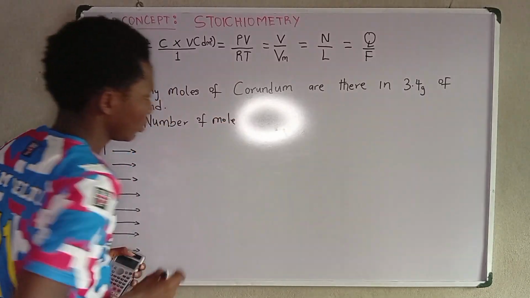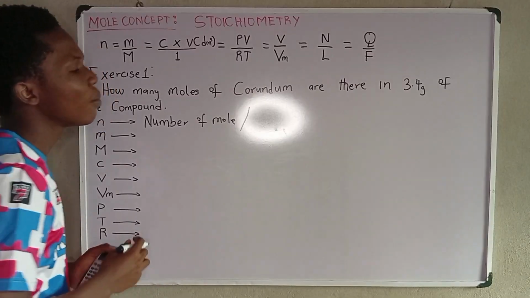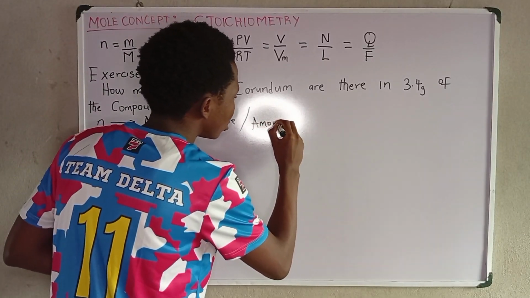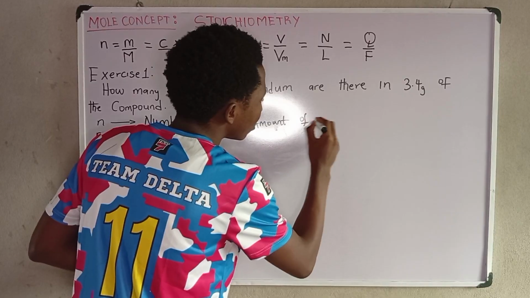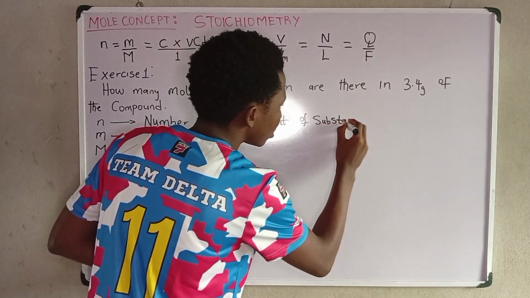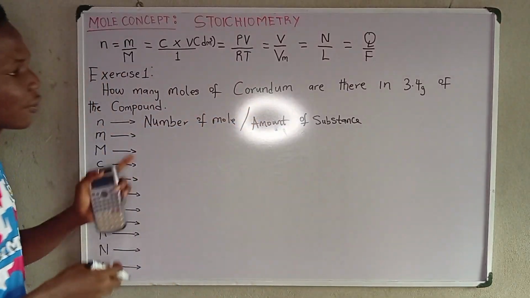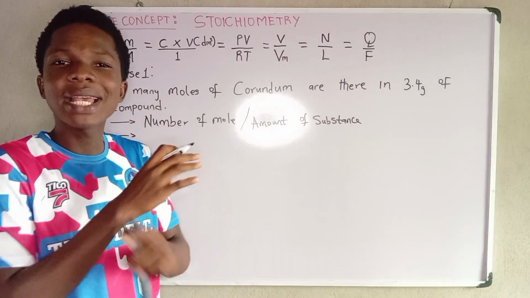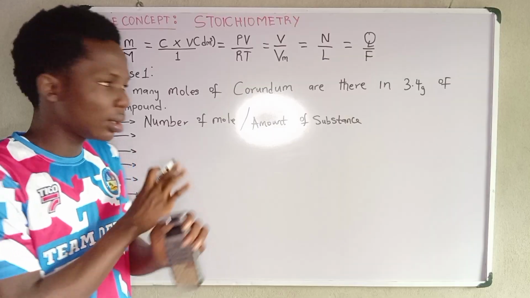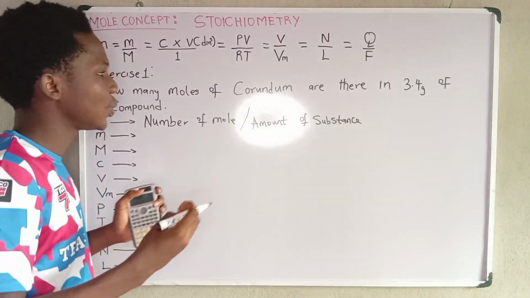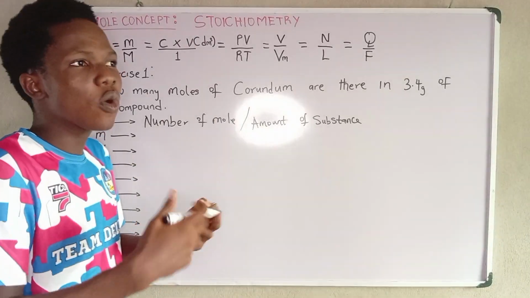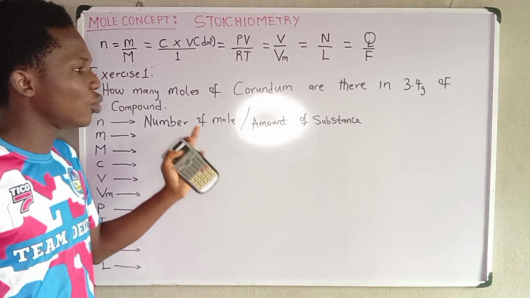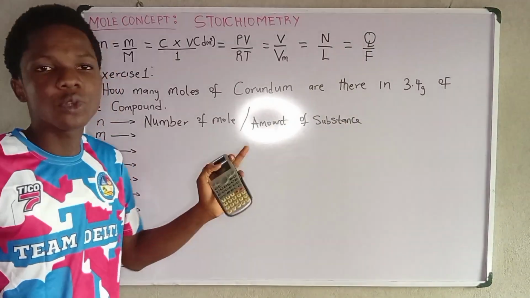Number of mole. Now, this guy called number of mole can also be called amount of substance. Some questions will say, what is the number of mole of some element or compound? That is that. Another question can come this way: what is the amount of substance, or what is the amount of sodium in, say, a given sample? So if you don't see number of mole, you might see amount of substance. So take note of this.